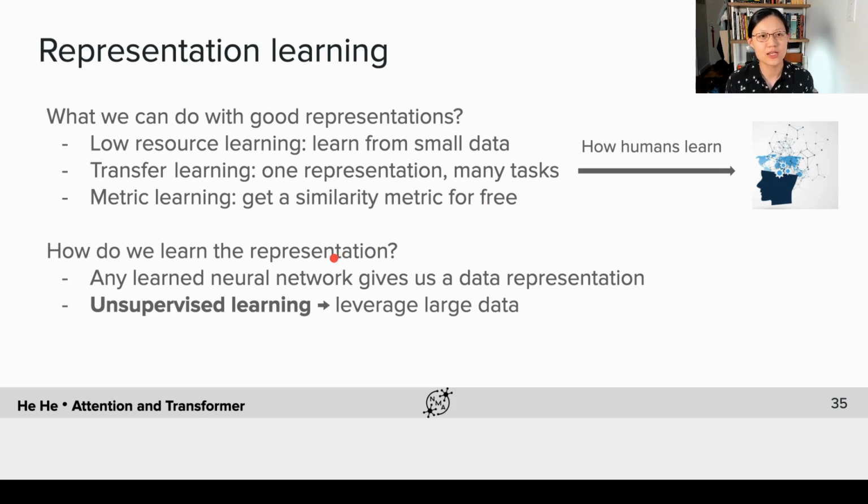Now, how do we learn the representation? For any learned neural network, it already gives us a data representation or an embedding. But in most cases, it is task specific. For example, if we learn the sentiment task, then our representation will only contain sentiment related information. But here, by a good representation, what we want is something that can be used for many different tasks. So here, instead of learning on a specific task, we use unsupervised learning to learn from large-scale data.